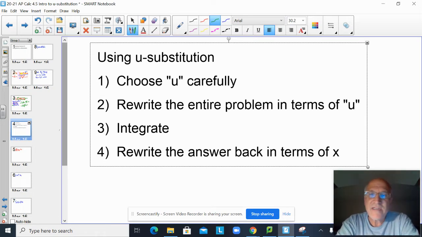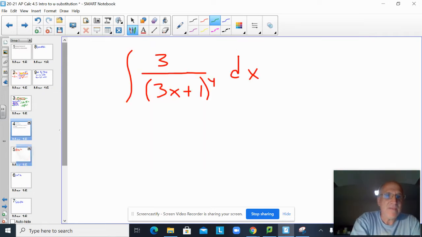And then we're going to rewrite the entire problem in terms of u. We're going to integrate, and we're going to rewrite the answer back in terms of x. So let's look at just a few examples here. So let's look at this one.